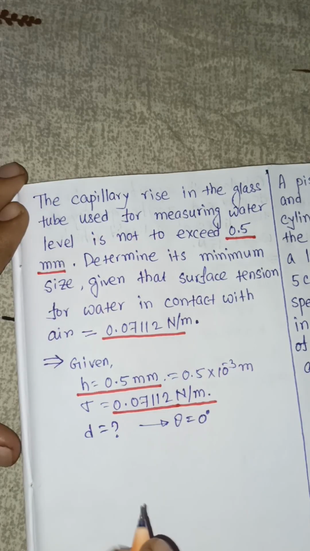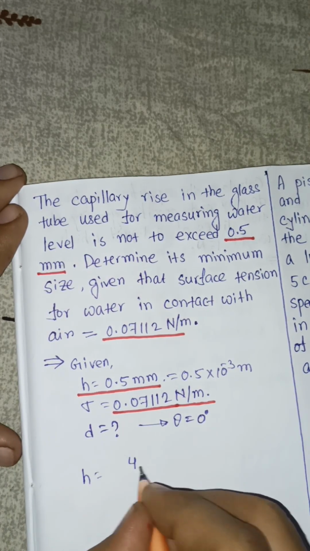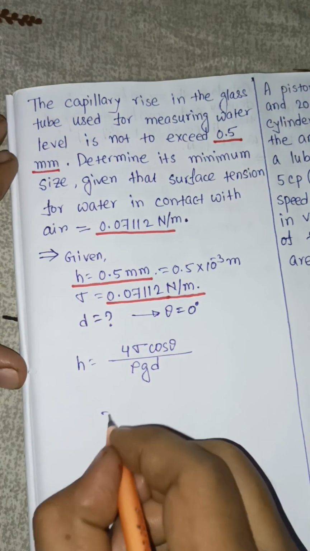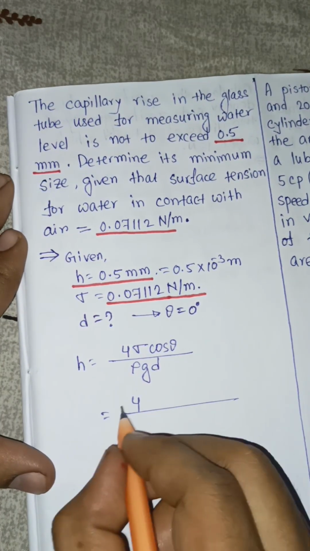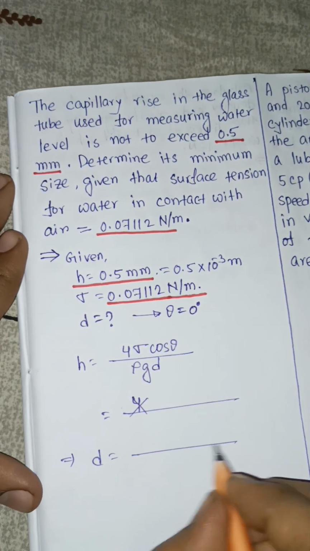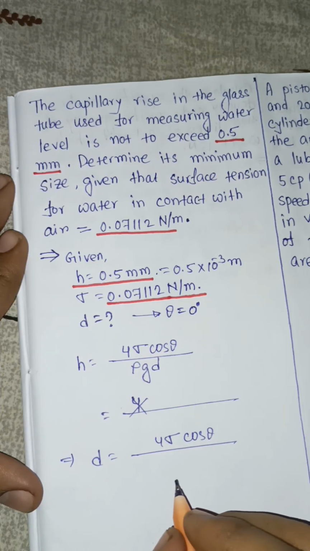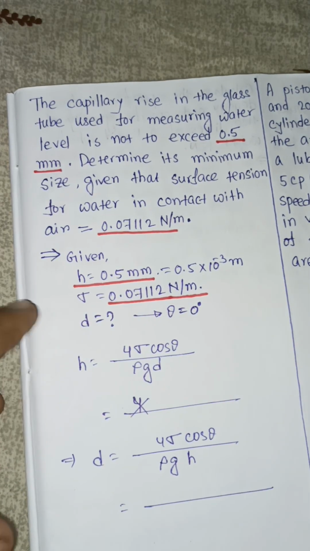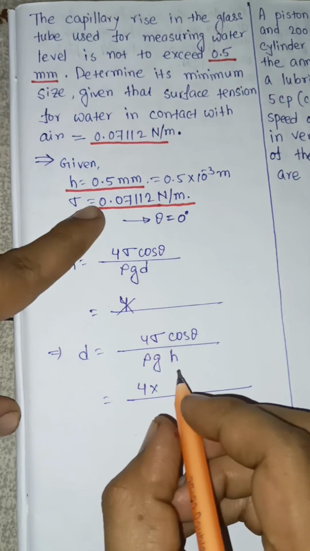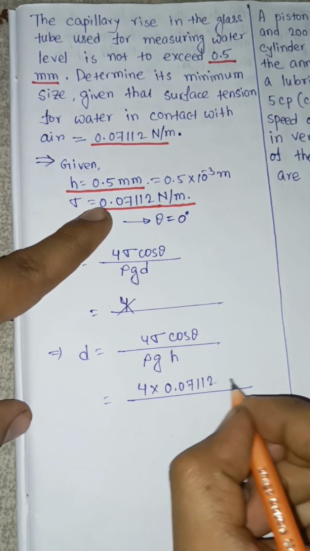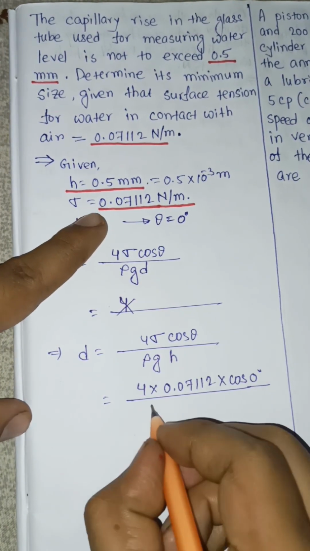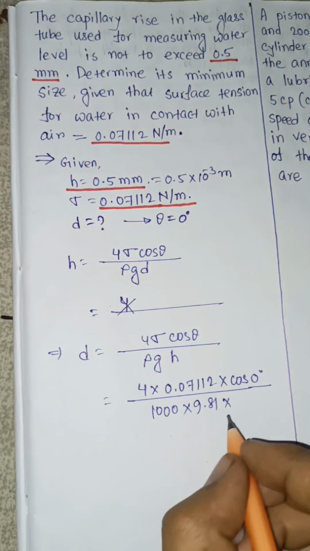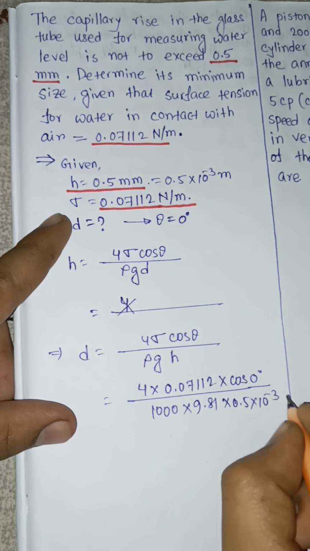So we know that h is equal to 4 sigma cos theta by rho g d. So from here, d will be equal to 4 sigma cos theta by rho g h. So that will be equal to 4 into sigma, what is the value of sigma? That is 0.07112 into cos 0 degree divided by 1000, the density of water, and 9.81 gravitational acceleration, and h that is 0.5 into 10 to the power minus 3.